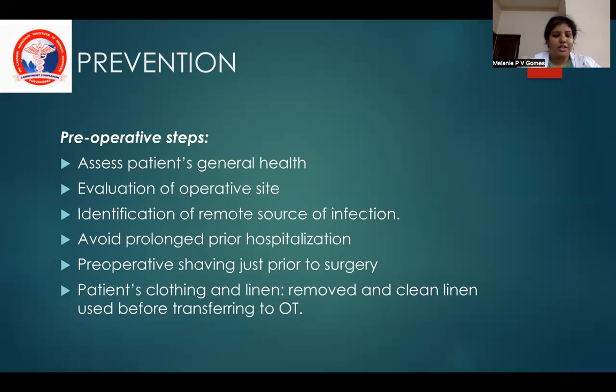Obese patients, diabetics, and those on immune suppressive drugs, especially steroids, are at a higher risk for infection. Prolonged hospitalization just before operation has also been associated with prevalence of infection. There has been differing opinion about preoperative shaving, resulting in colonization of small nicks, and should be done just prior to surgery. The patient's clothing and linen should be removed, and clean linen should be used before transferring the patient to the operation theater.